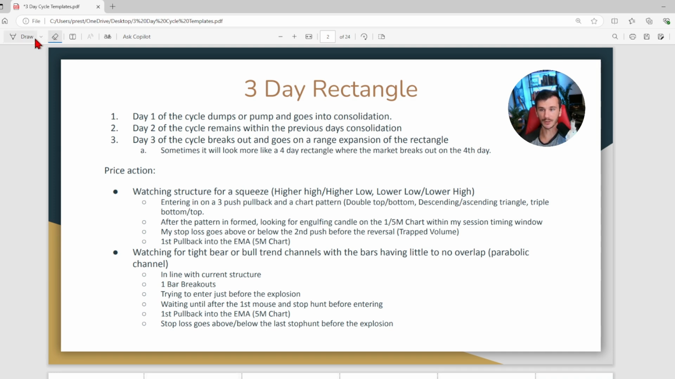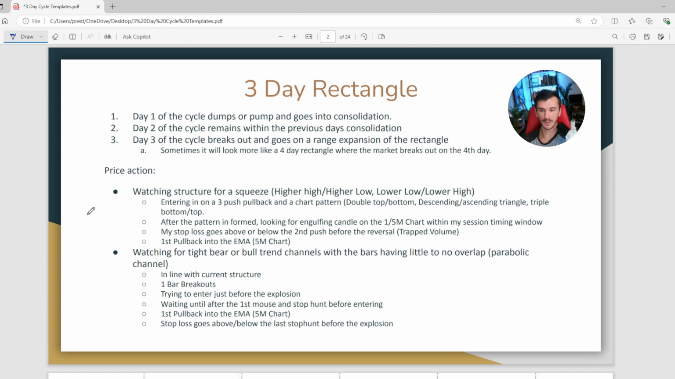So some of the price action that we're looking for is a squeeze higher on the day that I'm looking for the breakout. I'm going to be watching structure on the 5-minute chart and on the 15-minute chart and looking for a squeeze: higher highs, higher lows, or lower lows, lower highs, depending on the direction that the breakout is occurring. I'm looking to take entries on the first pullback into the EMA after the higher high or the lower low is formed. I'm putting my stop loss above or below the trap volume area, which is usually above or below that second push, either into the low or into the high.